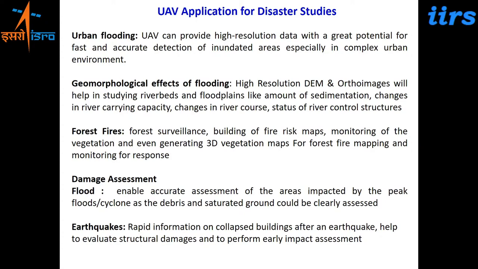With earthquakes, rapid information on collapsed buildings after an earthquake helps to evacuate, and also helps in assessing structural damage and early impact. An earthquake is a disaster which comes without a pre-sign and causes very serious building damage and also harm to human life. People may get trapped inside the buildings, right? So a rapid mapping of the affected area is very important, and to assess the amount of damage. In those cases, drones can give you a very good solution.